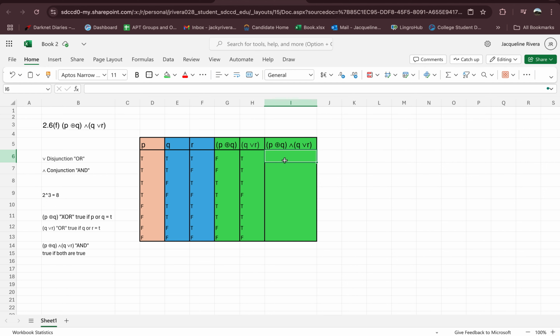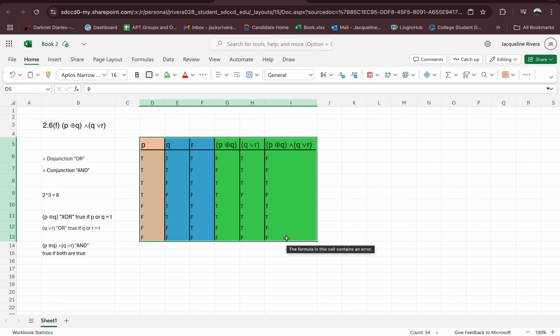So for this one, it would have to be true if both are true. Not if one's true and one's false, both have to be true. So this one would be false, false, true, false, true, true, false, false. And that is how we make our chart.